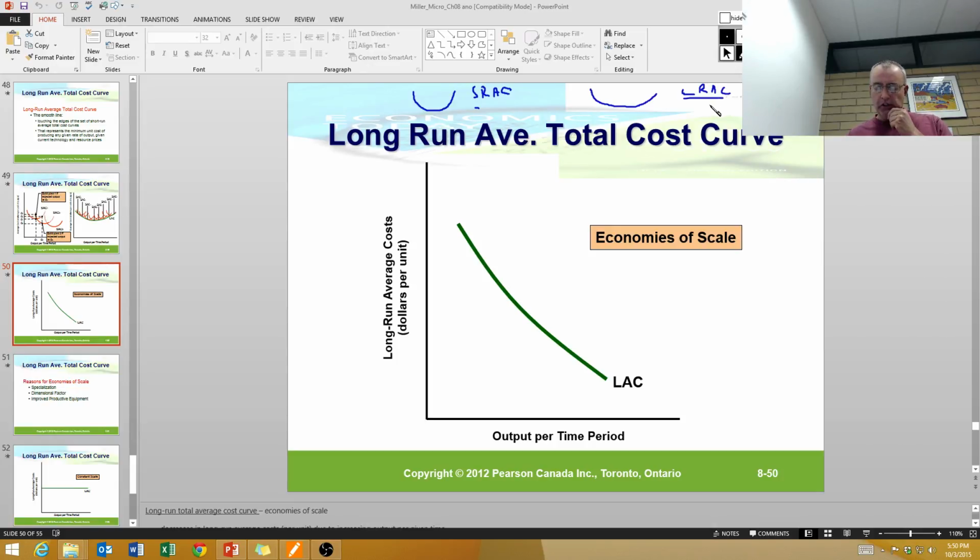And the reasons are the plant having so-called economies of scale. And so we can have increasing economies of scale, constant economies of scale, or decreasing economies of scale. So in the downward slope section of the long-run average cost curve, the long-run average cost curve declines.